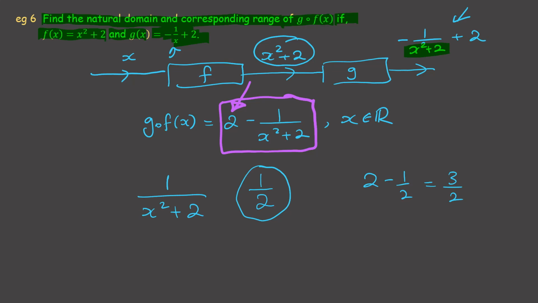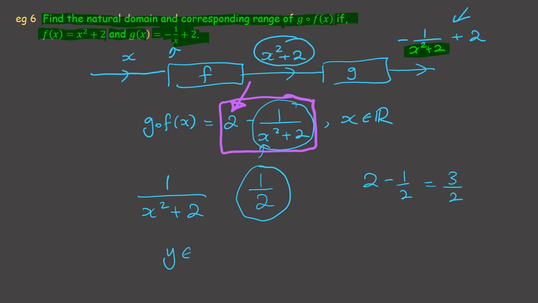As the fraction gets smaller and smaller because x is getting bigger and bigger, or x squared is getting bigger and bigger, we're going to be taking less and less away from 2. But we'll never get to a situation where we actually get to 2, because despite the fact that fraction is getting smaller and smaller, it can never get to 0.